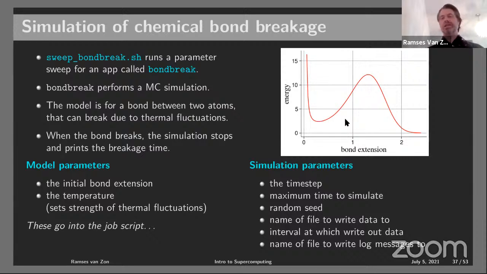But on top of that, there are messages that are printed out that say simulation has started, or breakage has occurred, or something like that. And the idea is that those are two different kinds, because I might want to analyze just the data of x versus t, so the extension versus time, separately. And so I don't want a file where all those extra messages are interspersed with the data of the extension. So the extension goes in the output, the messages go in the log. That's the difference here.